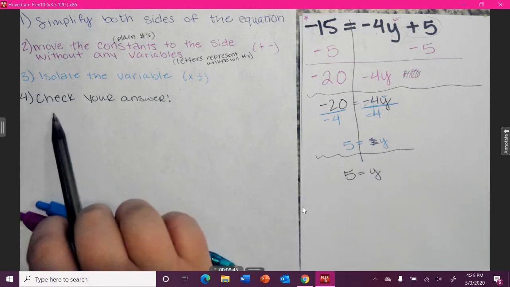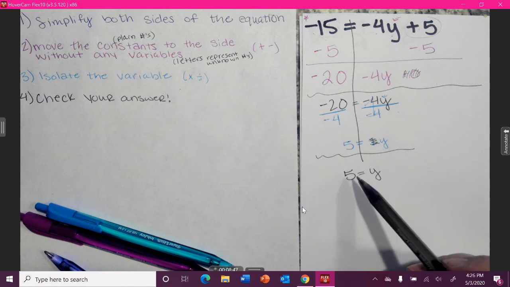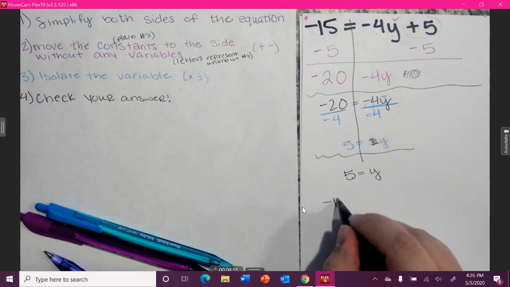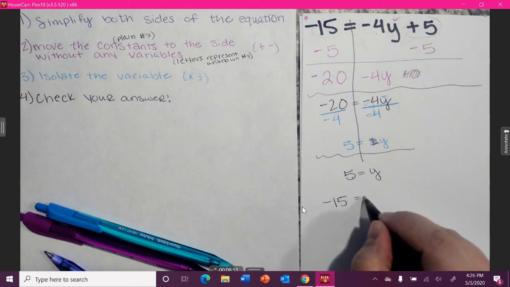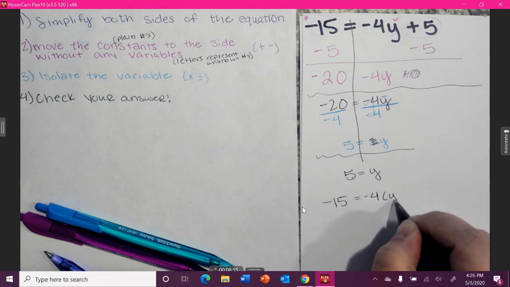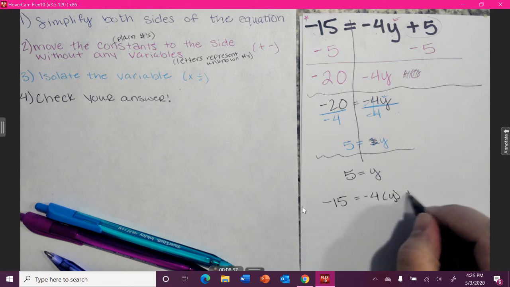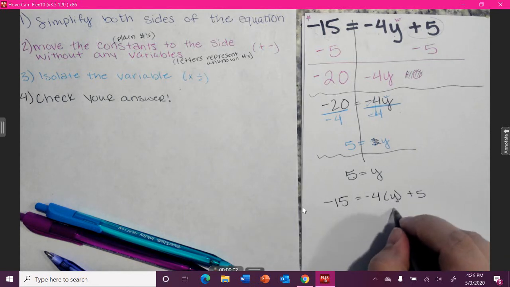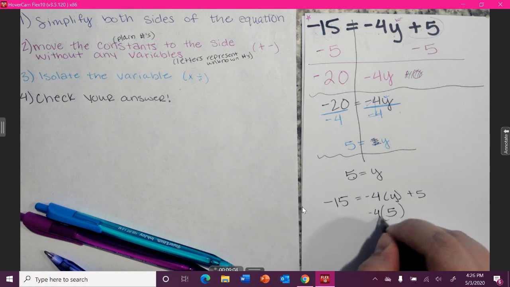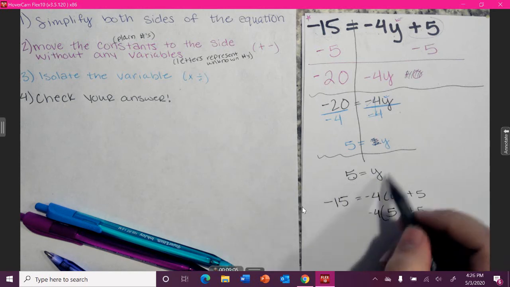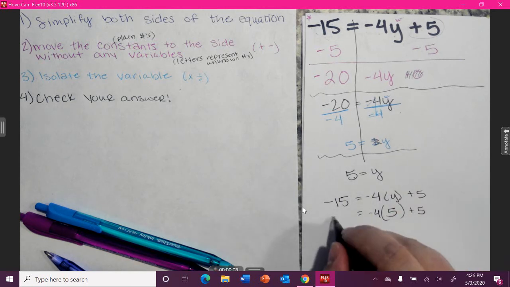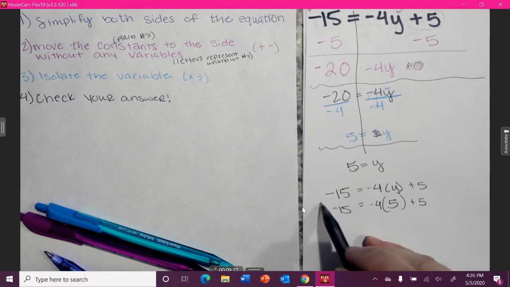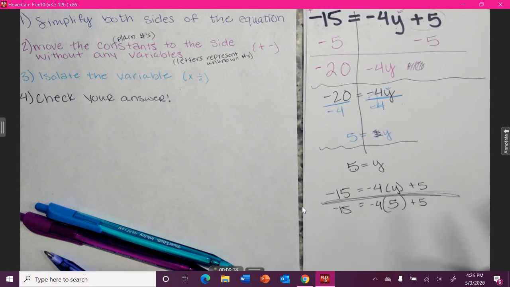The last thing we'll do is check our answer. So think about what we are going to replace y with in our equation. Negative 15 equals negative 4 times y plus 5. Instead of writing y, we can write 5 because we solved our equation for y equals 5. I'm just going to separate that.